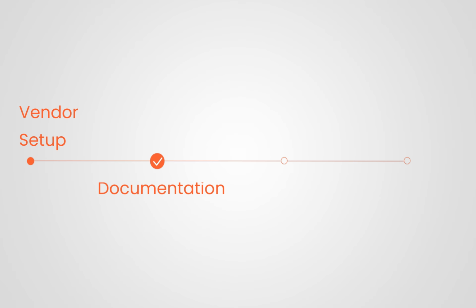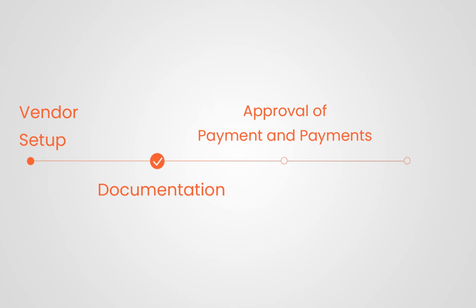We're going to go through the documentation that you want to gather when you're setting up your vendor. And then we're going to go through the approval process. We want to get an approval for any payments we're about to make, and then how we can actually make those payments. And finally, we're going to touch on tax reporting related to certain vendor payment. All right, let's dive into this.